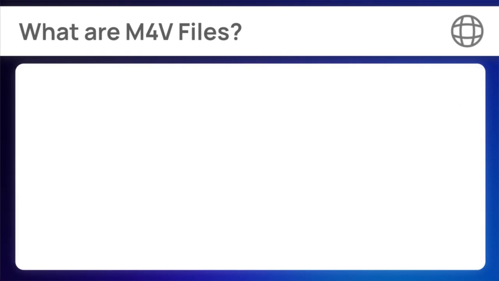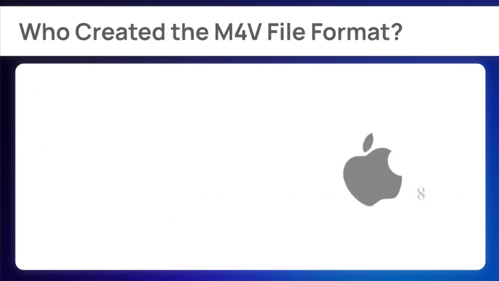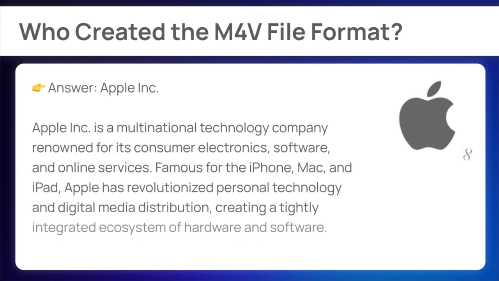The M4V file format is a video container developed by Apple, primarily used for content in the iTunes store, such as movies and TV shows. Users encounter M4V files when they purchase or download videos from Apple's ecosystem. It is very similar to the MP4 format, but may include Apple's FairPlay DRM protection.